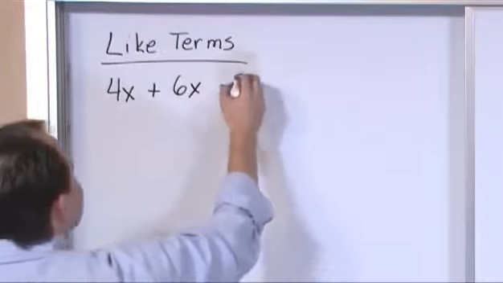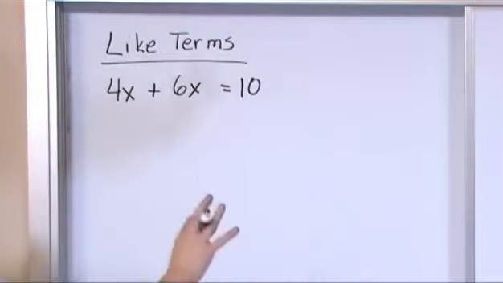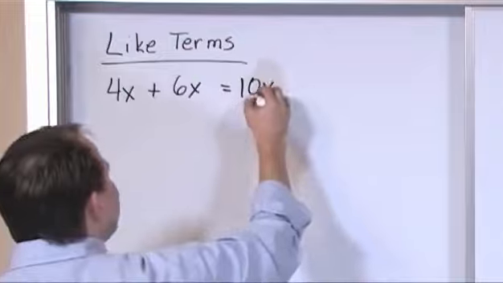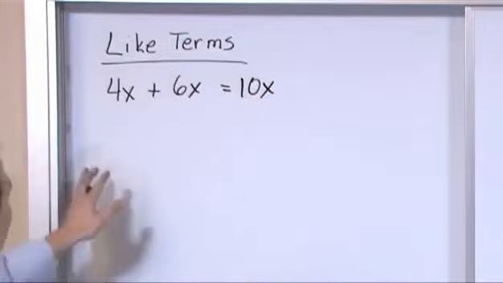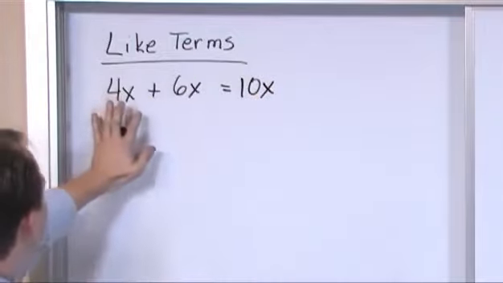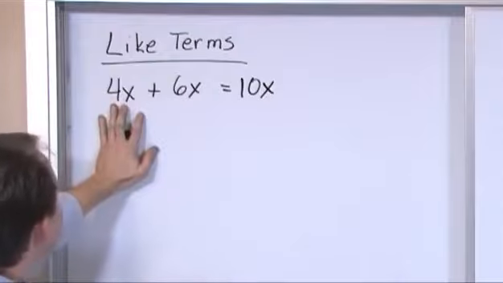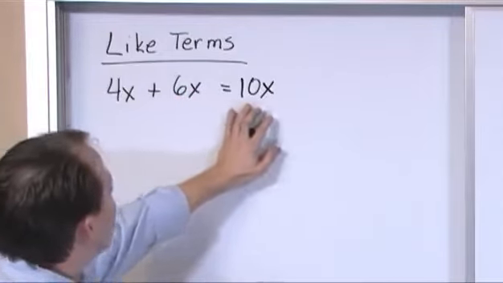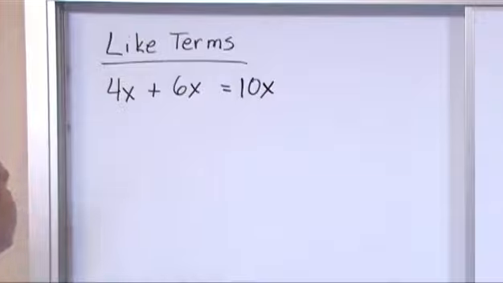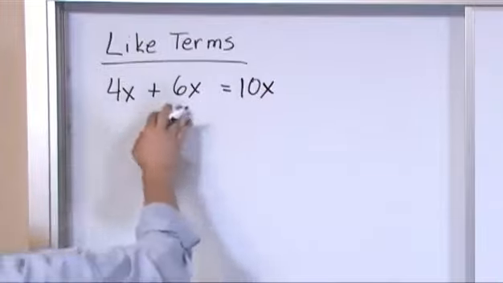So 4 plus 6 is 10. I'm still talking about water buffaloes, so I still need to keep the x along for the ride. The x doesn't go away. It's just that here I have 4 buckets of cotton, and here I have 6 more buckets of cotton, so I'm adding them together for 10 buckets of cotton. These are what we call like terms.